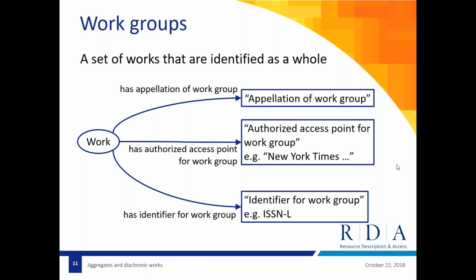Or you could use an undistinguished appellation. That's just there for cheap and dirty approaches. Or you can use an identifier for the work group. And guess what? There's already a concept like this. The ISSN-L identifies a group of serials, each of which has a separate ISSN because they're different carrier types. Remember, there's a separate ISSN for the online version as opposed to the original print version.